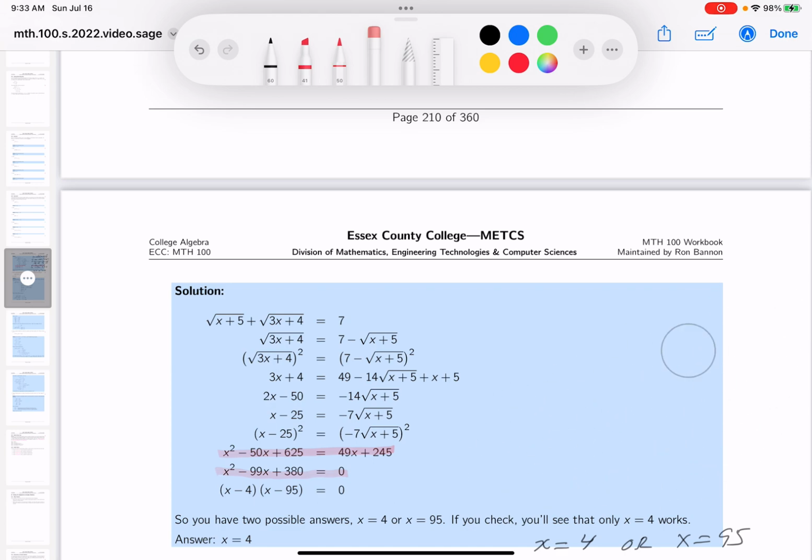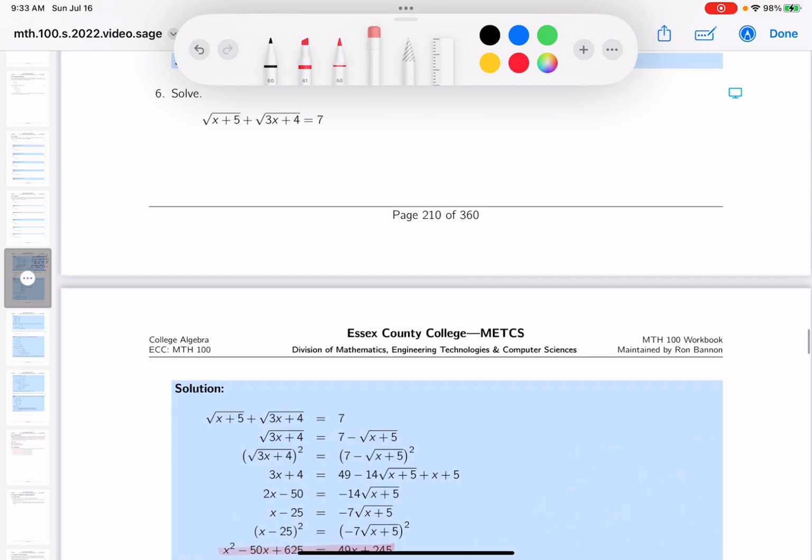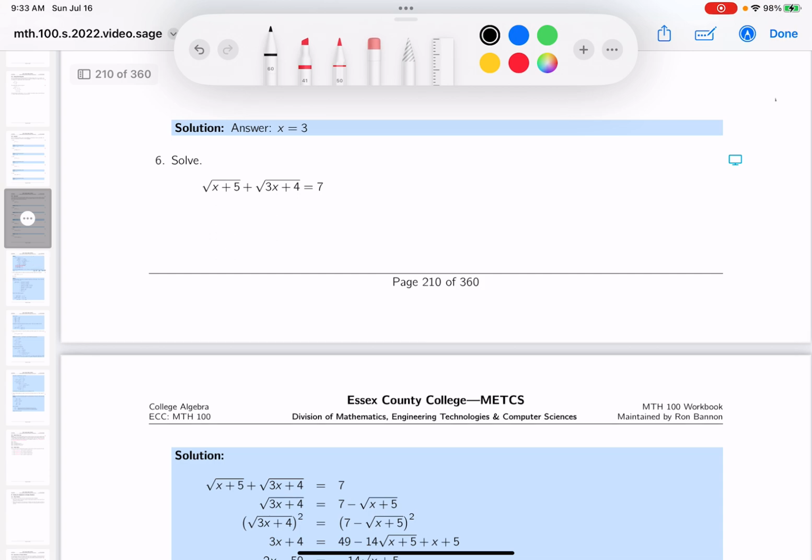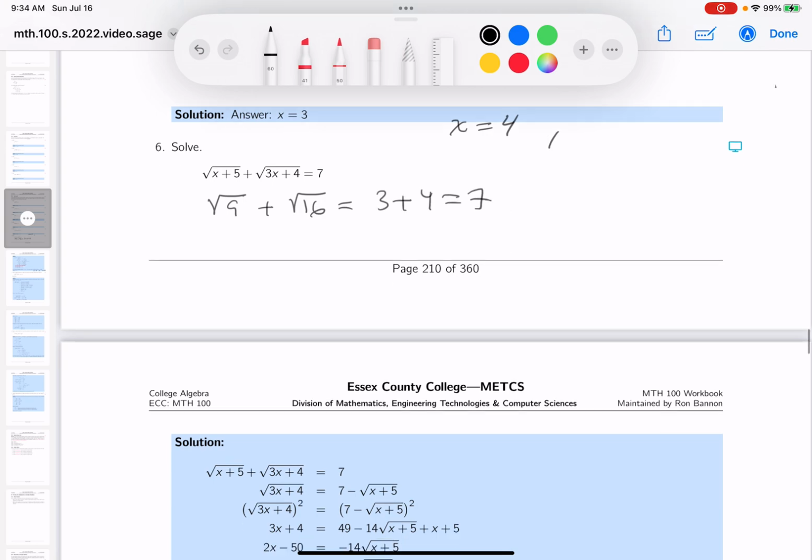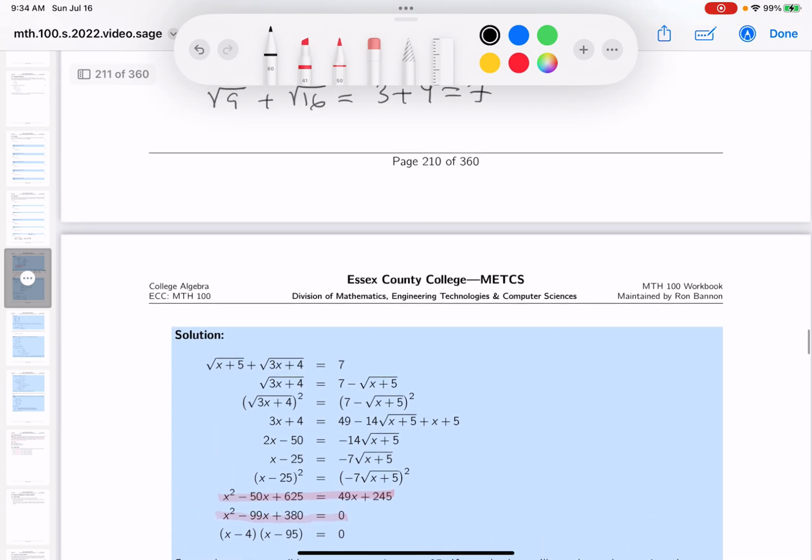I would say I would try 4 first. I'm going to put this down. I'm going to check 4. And what do you get? You get the square root of 9 plus, if you put 4 there, what do you get? You get 12 plus 4, which is 16. This is going to be 3 plus 4, and that in fact equals 7. That does work. I'm also going to put the 95 down, and let's see what happens.